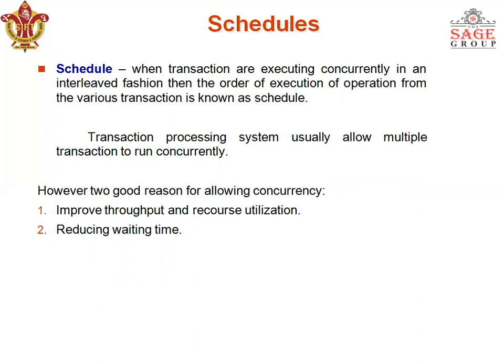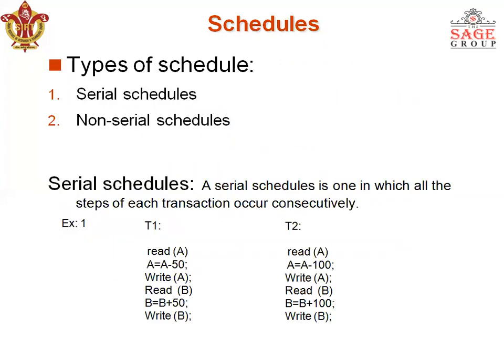A transaction processing system usually allows multiple transactions to run concurrently. However, there are two good reasons to allow concurrency in the system. The first is to improve throughput and resource utilization, and the second is reducing the waiting time. If we talk about the types of schedule, we have two types: serial schedule and non-serial schedule.